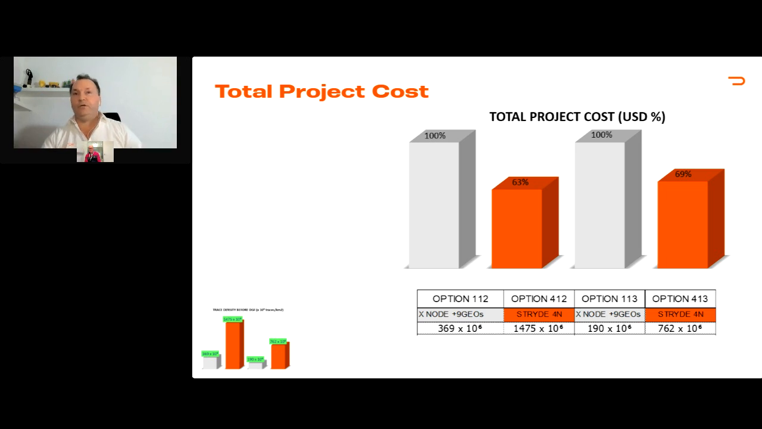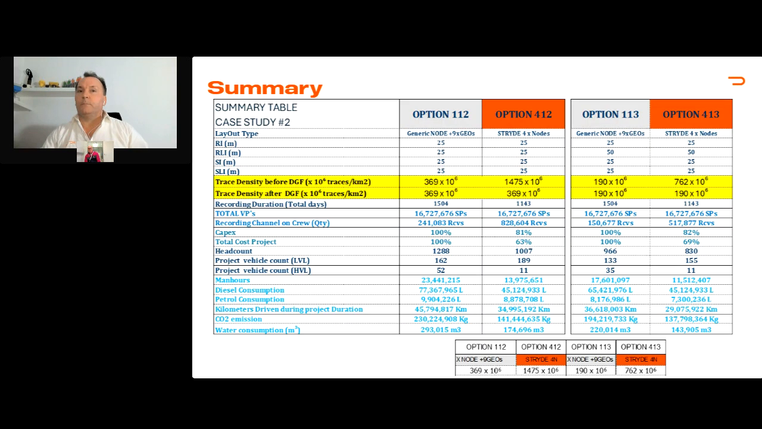Total project cost, as mentioned in the past table, if you go from the generic node 9 geophone to a stride 4 node array, where you have a huge increase in trace density, you would only expend 63% of your generic node and 9 geophone program. And a little bit more if you de-densify further both scenarios. The same summary table, we've seen all of those numbers. They will be left for you to work on them if you want.